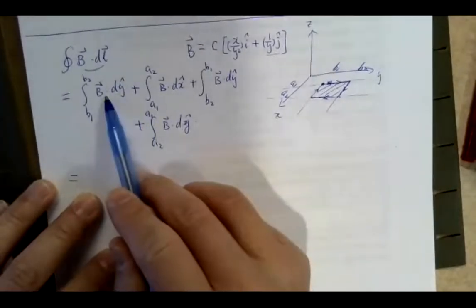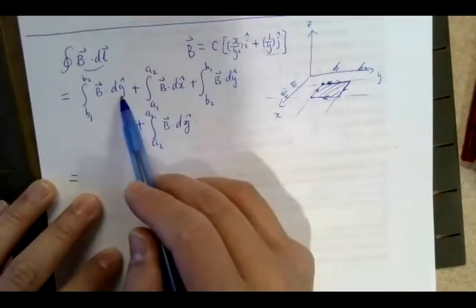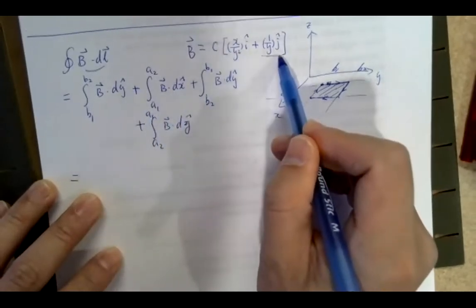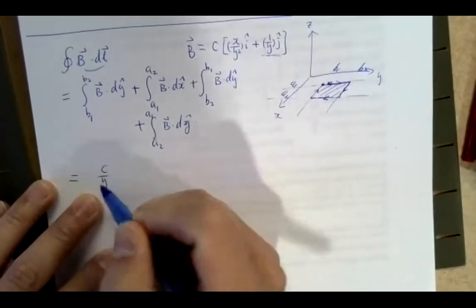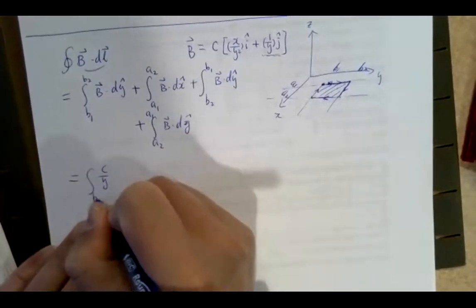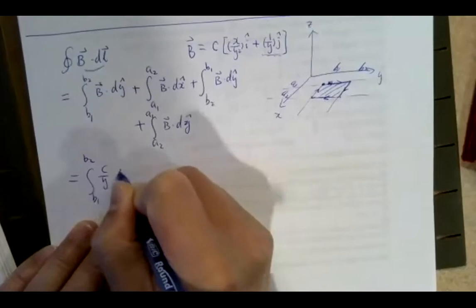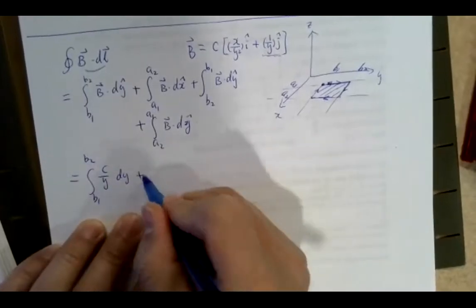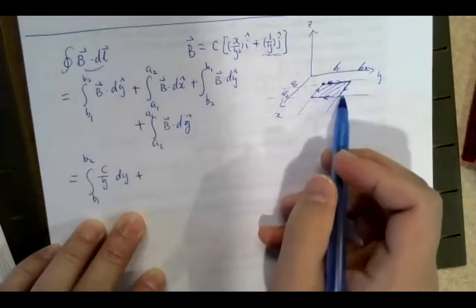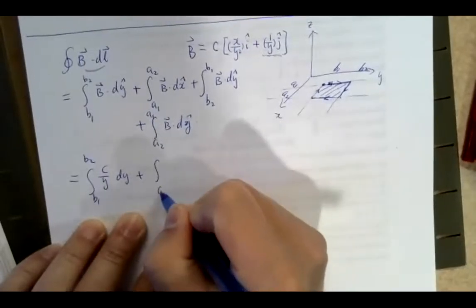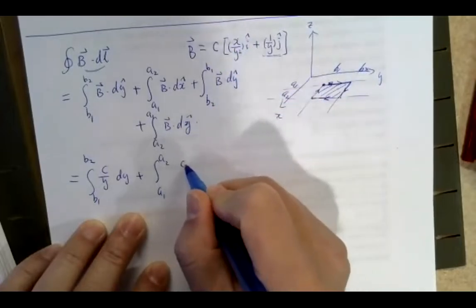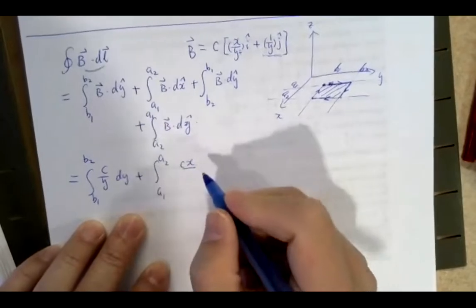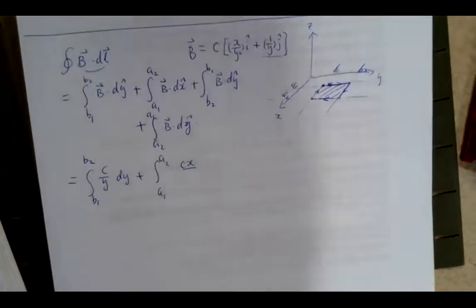So the first part here, I'll use this dot dy or the J direction. So then that means I only have this guy, right? But I still have C here. So C over Y on that one. Going from B1 to B2 and then integration of dy. On the second one here, from here to here, I go from A1 to A2. I will only have this one, right? Remains. So my CX over my Y square.